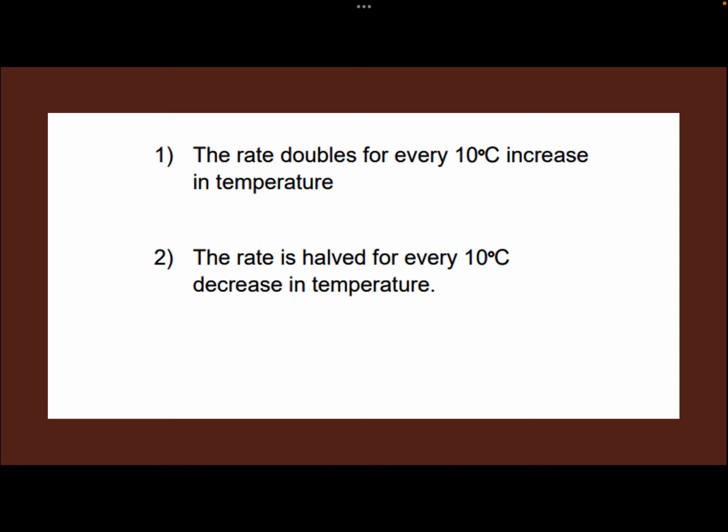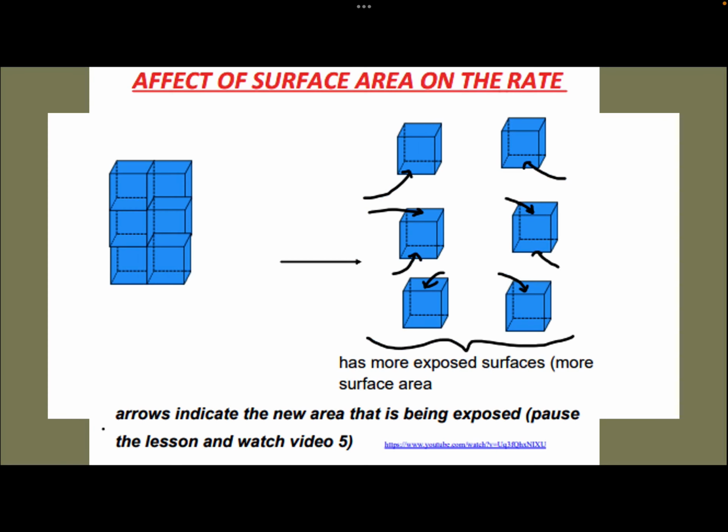So if we look at our rates, the rate doubles for every 10 degrees Celsius increase in temperature, and then the rate is halved for every 10 degrees Celsius decrease in temperature. Okay, so temperature is very important for our rate of reaction. I would star this if I were you so you can remember it. If we increase or decrease by 10 degrees, what happens?